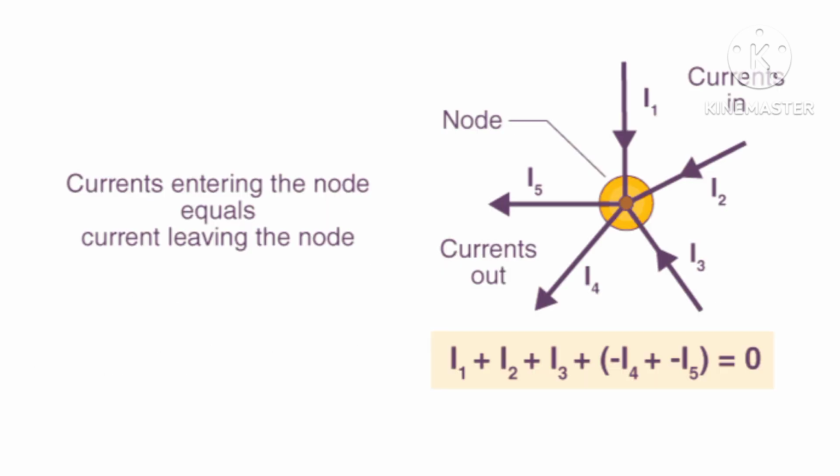From this figure we can understand that the currents I1, I2 and I3 entering the node are considered positive. Likewise, the currents I4 and I5 exiting the node are considered negative in value. This can be expressed in the form of an equation: I1 plus I2 plus I3 minus I4 minus I5 is equal to 0. That is, current entering the node equals the current leaving the node. And we can also say that I1 plus I2 plus I3 is equal to I4 plus I5.